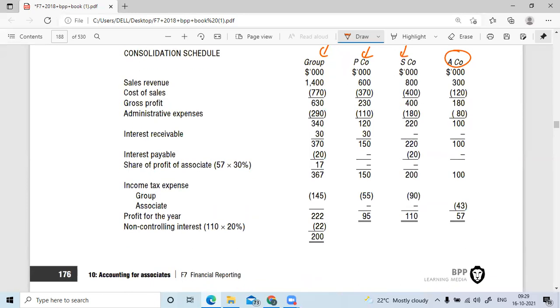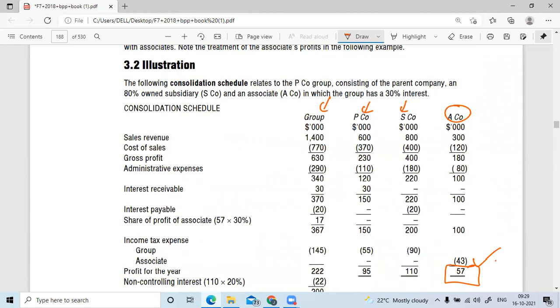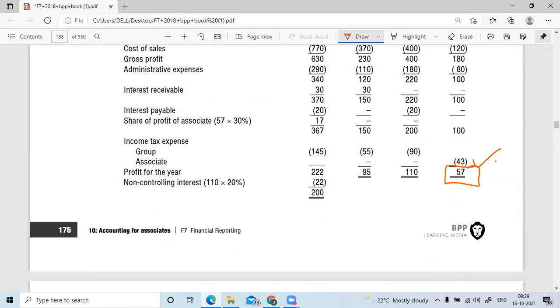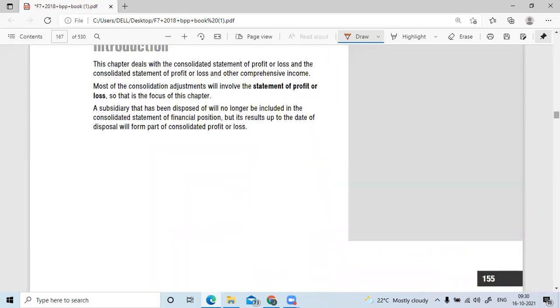So the associate has made a profit of how much here? Can you see this? 57. All right. And the investment which the parent, in the sense the investor, has made in the investee is to the tune of 30%. So now out of 57, how much should they get at 30%? That is 17. Correct? So this is equity accounting. Understood all of you? Yes, sir.